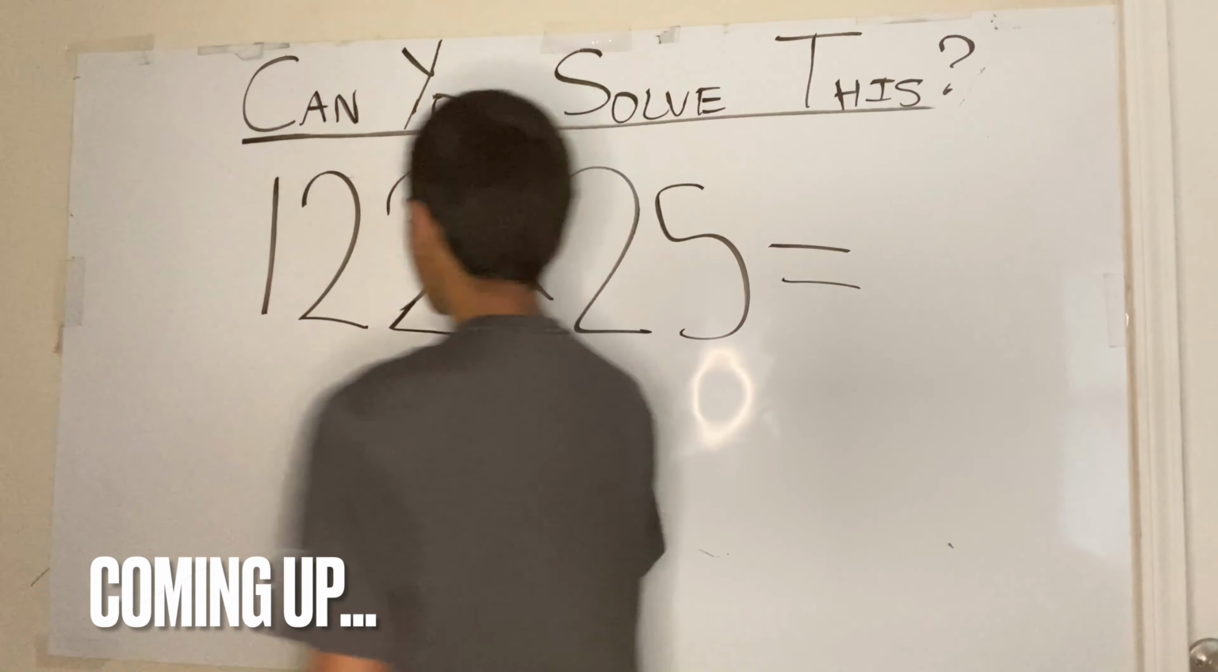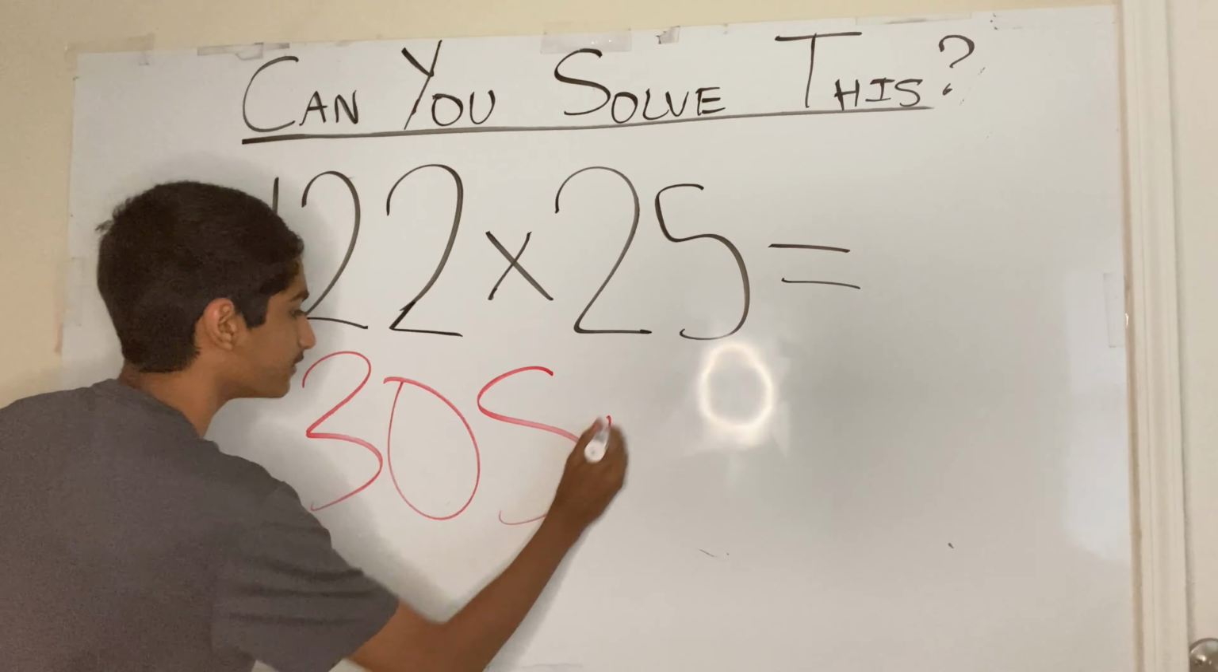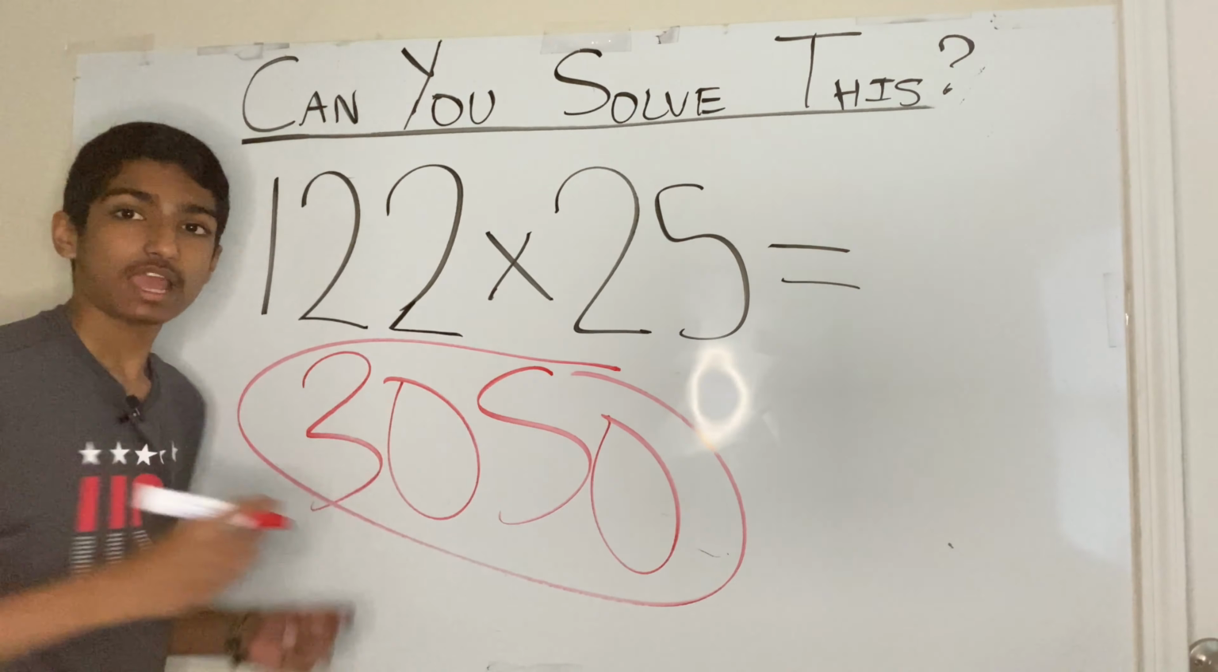Okay, so using the trick, the first two digits are 3, 0, and the last two digits are 5, 0. And that's it.